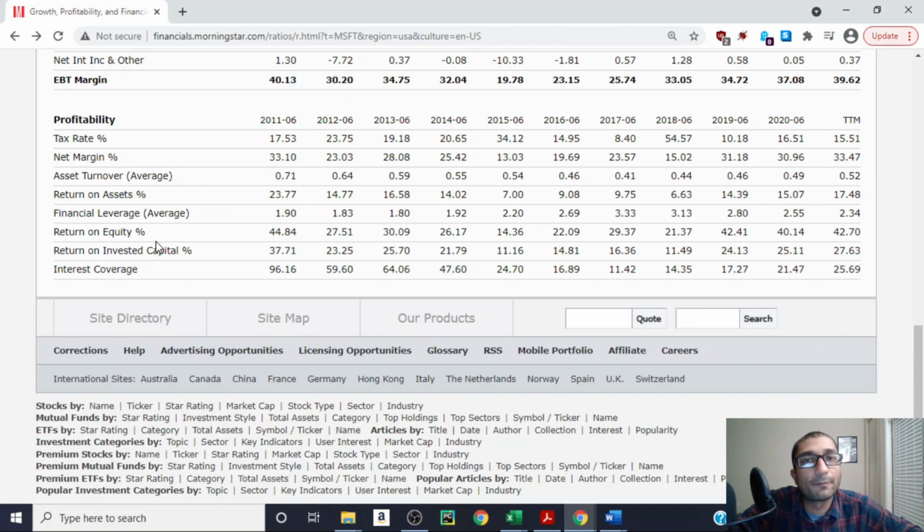The return on equity compares the company's net income to its shareholders' equity. Warren Buffett prefers to only invest in securities that had a return on equity of 8% or greater every year for the past 10 years. Back in 2011, Microsoft's return on equity was about 45%.